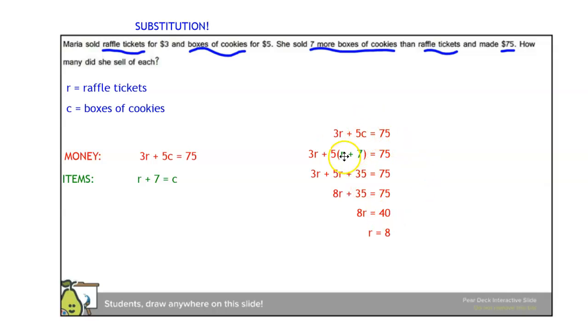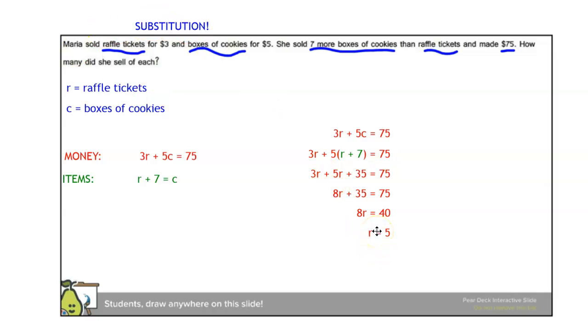And there's our answer for R. We distributed, combined like terms, subtracted 35 from both sides, divided by 8, and we got R is equal to... oh, not 8. 8 times 5 is 40. Whew, good catch, Mr. Squirty. So now that means there are 5 raffle tickets that she sold.